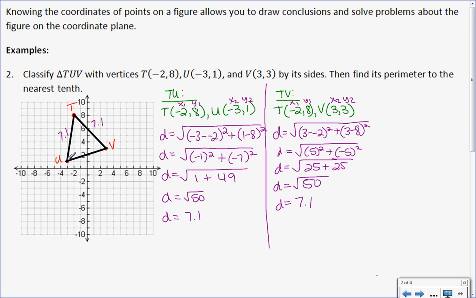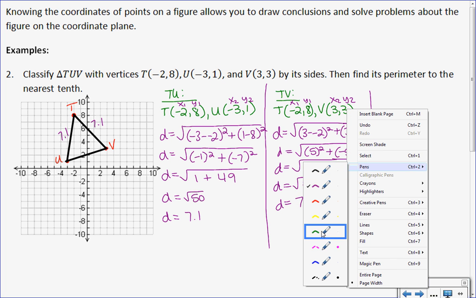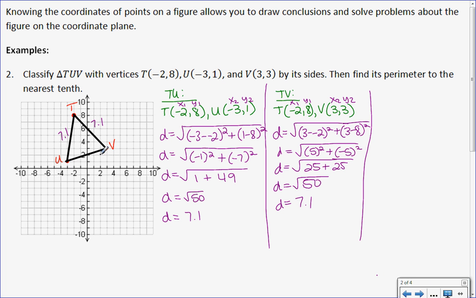So we know now we at least have an isosceles triangle. Depending on the length of this segment, it may even be equilateral. But we know for sure that it's isosceles. Let's go ahead and find the length of the last segment. So now we need the length from U to V. So UV. U is at negative 3, 1. And V is at 3, 3.